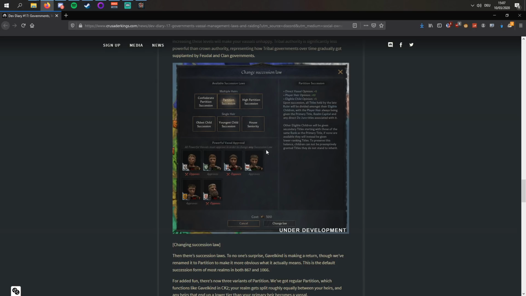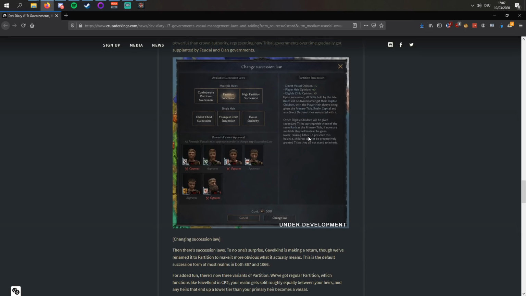The partition succession is what we currently have, and it is thoroughly explained. If you clicked on this, then I assume this would pop up here. Very nice that they explain it. Very nice that they explain all the bonuses and everything, how it, you know, goes. But, and here comes the but. Let's talk about this, okay?